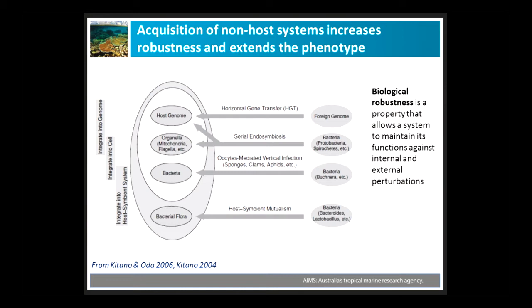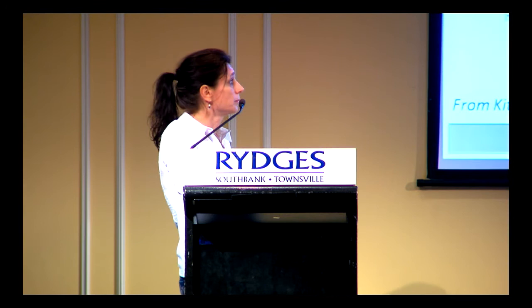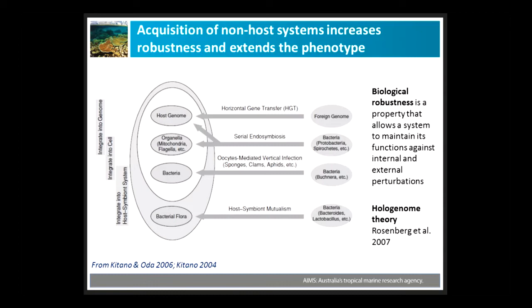This hypothesis was later rephrased by Eugene Rosenberg, and he calls it the hologenome theory, but it's basically a very similar hypothesis. What it claims is that the genomes of the host and the symbionts interact, and that allows the organism to live in a wider range of environments, deal better with environmental change, and possibly adapt faster, because especially the prokaryotic symbionts have higher evolutionary rates compared to eukaryotes. Now, all eukaryotes have extended their phenotype by the acquisition of non-host systems.